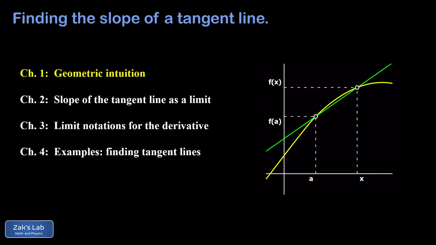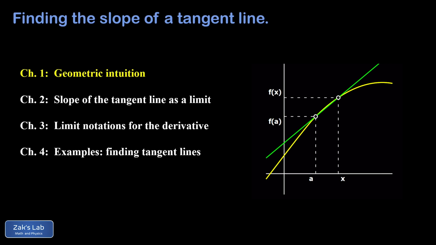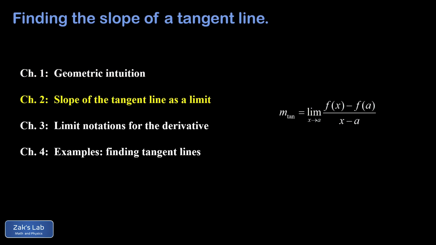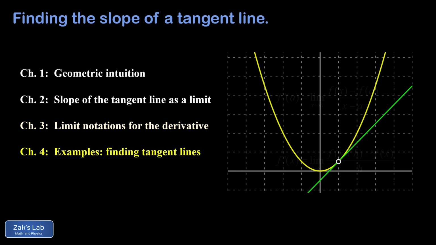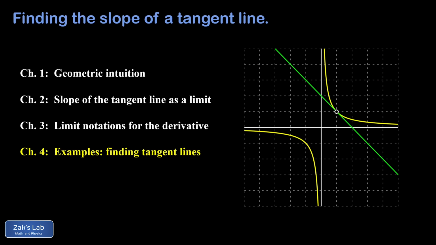So we start with the geometric intuition behind this idea, taking the limit of the slope of a secant line as the interval width becomes smaller and smaller. This allows us to then express our geometric idea for the slope of a tangent line as a limit. Next, we briefly cover some notational issues, just writing this limit in a couple different ways. And finally, we'll work two examples of computing the slope of a tangent line and finding the actual equation of a tangent line.